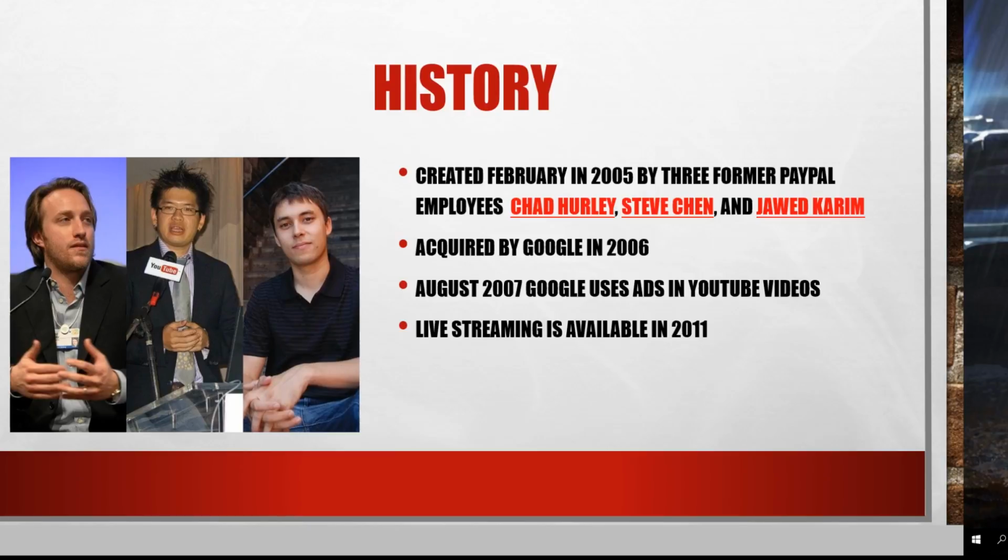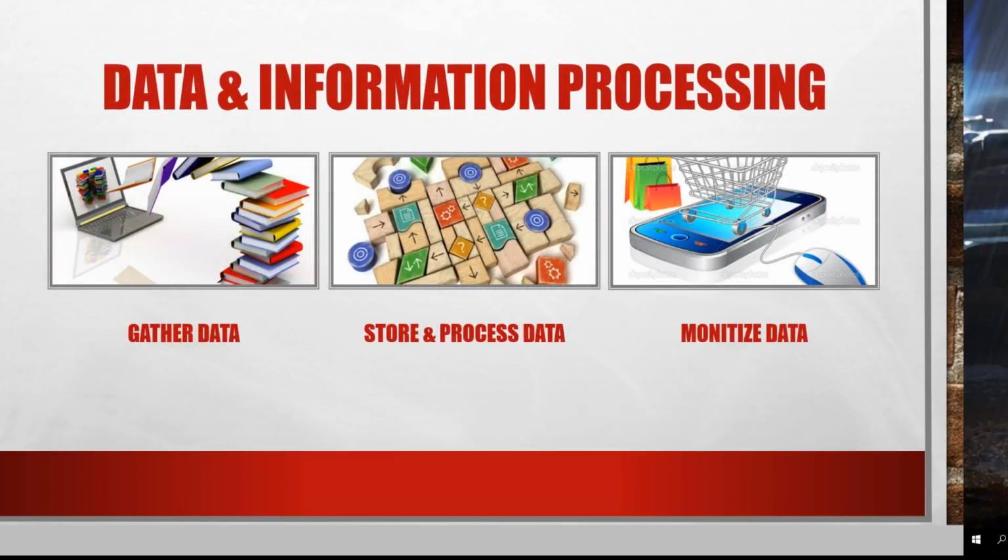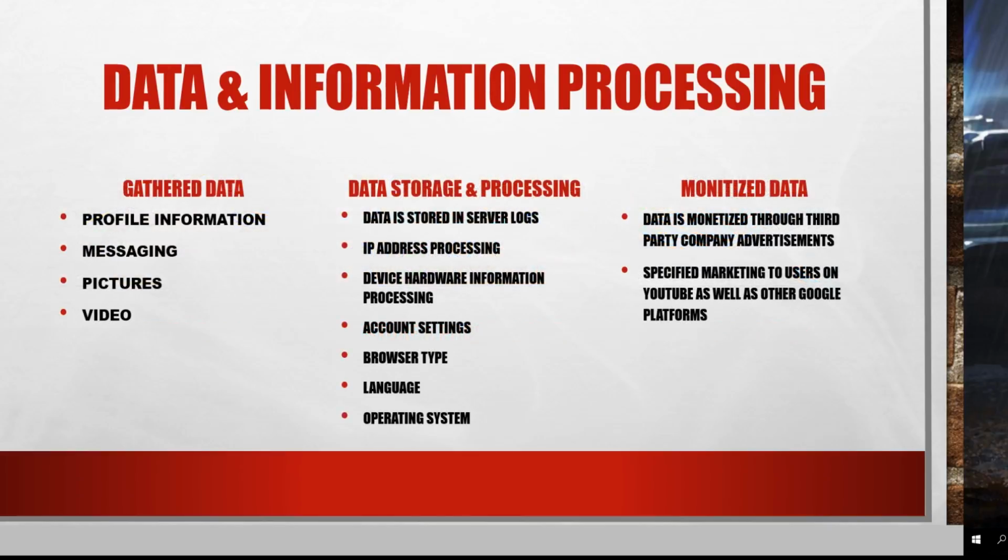Now, what does YouTube basically do with your information, your data? How does it manage all this data? Well, it basically gathers data, it stores and processes the data, and then it monetizes the data. So these are the three things that YouTube does with your data. YouTube gathers profile, messaging, picture, video data, and subscription data. It gathers all this data, stores it in server logs, and processes that data.